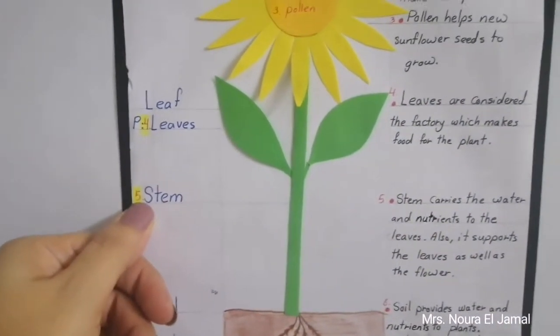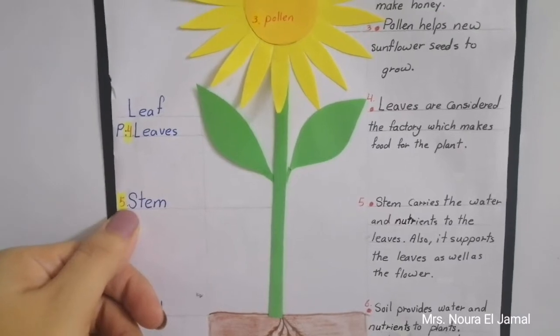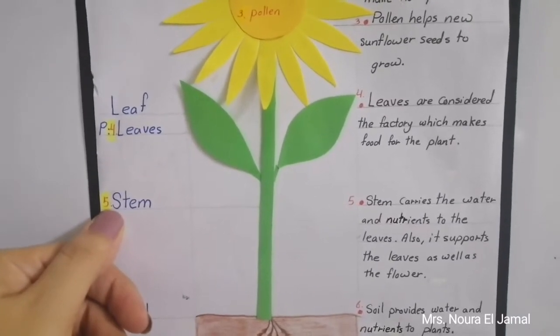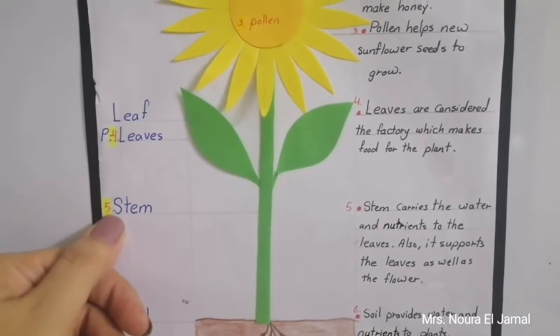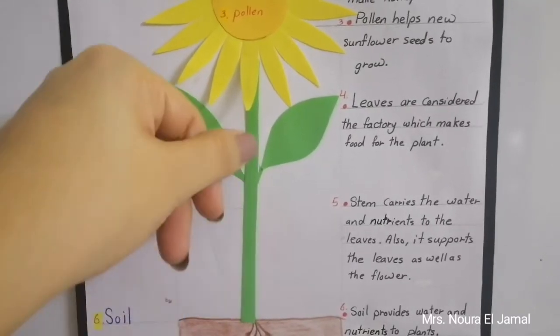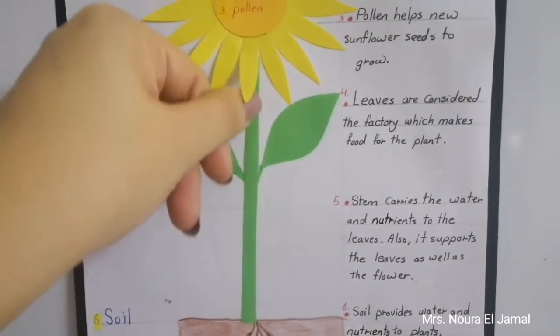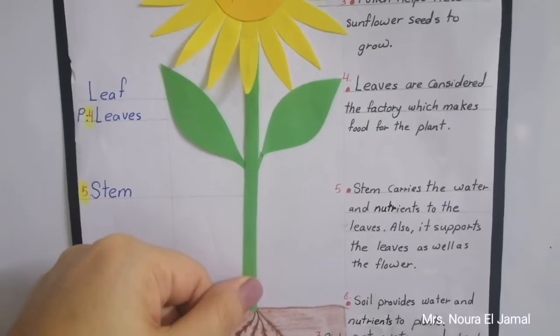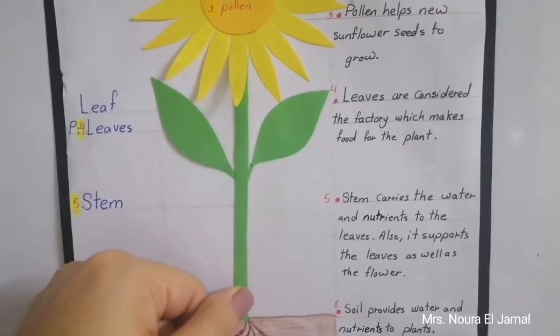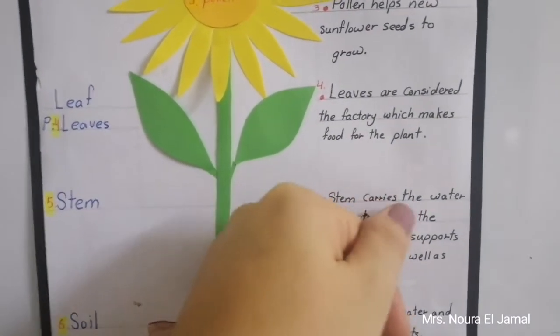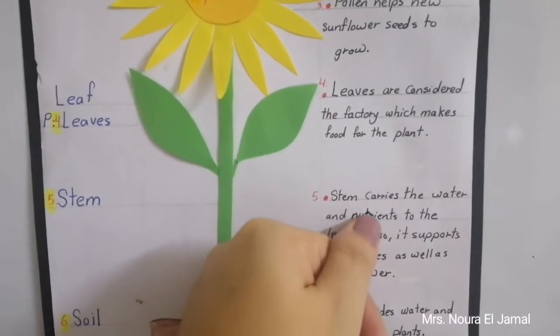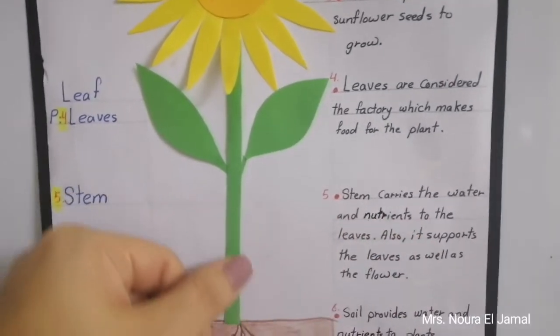The third part, stem. What is the meaning of stem? Where's the stem here? This is the stem. What is the function of the stem? Stem carries the water and nutrients, or the food, to the leaves.